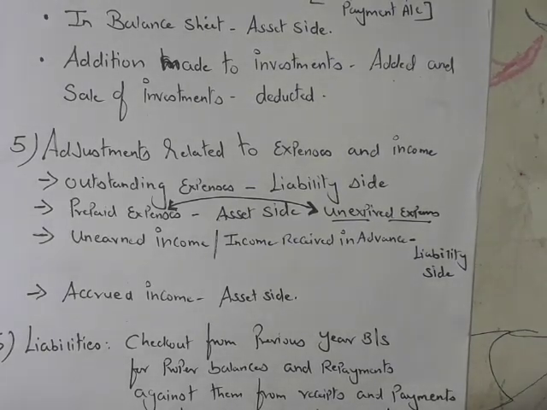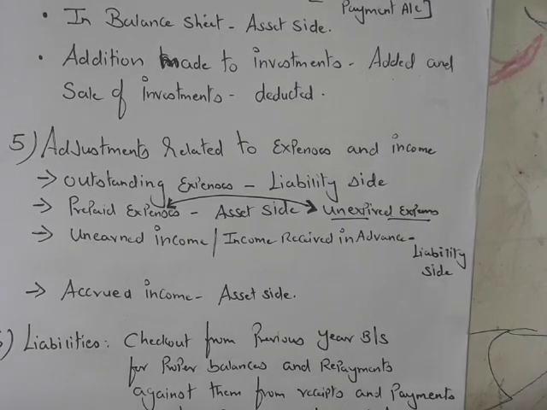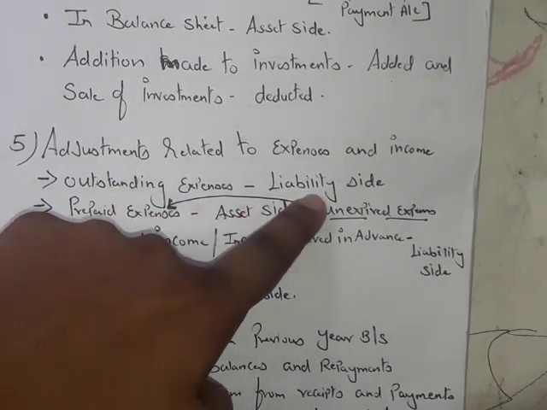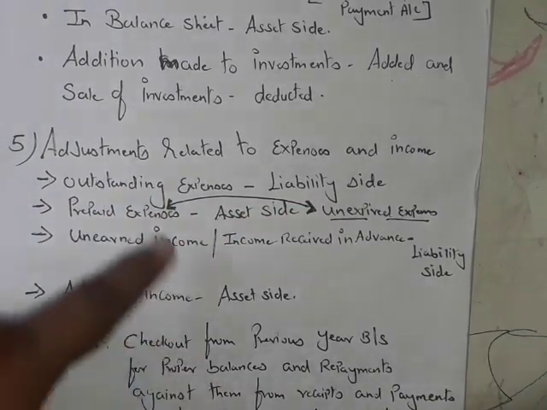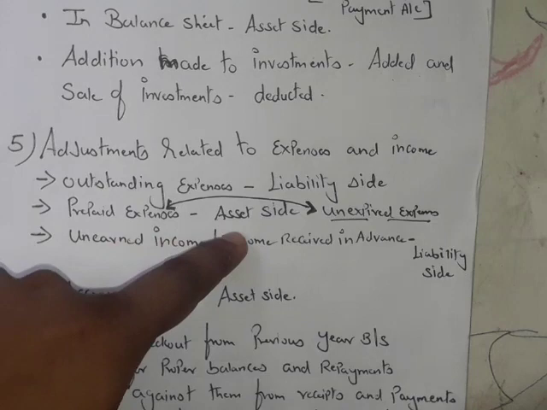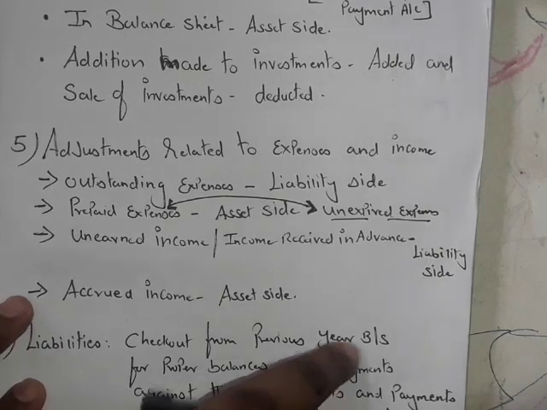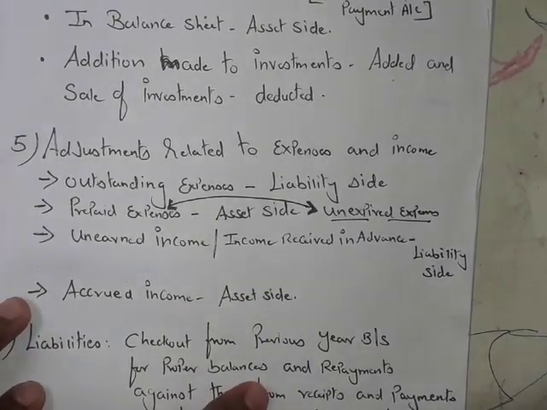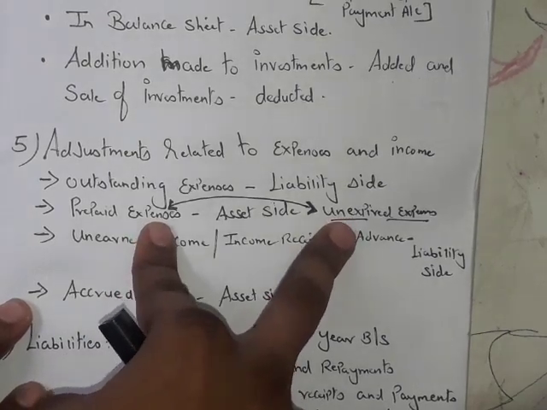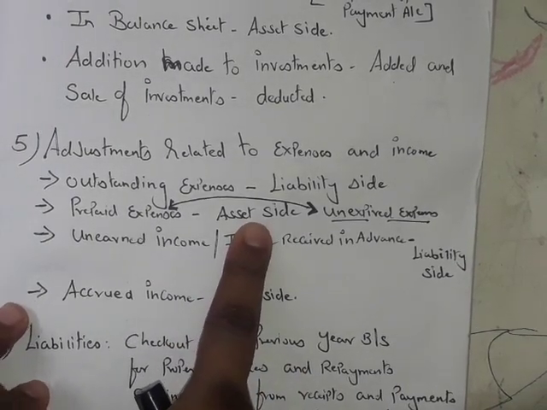As you all know very well, outstanding expense is nothing but a payment which has to be paid or made but not yet done. So it is a liability to the organization, and thus outstanding expense will appear on the liability side of the balance sheet. The next one is your prepaid expense. Prepaid expense is an asset to the organization, and thus it is also known as unexpired expenses. So prepaid expenses or unexpired expenses will be appearing on the asset side of the balance sheet.